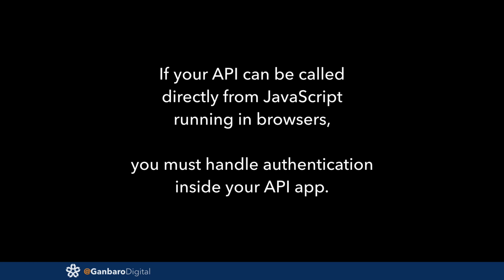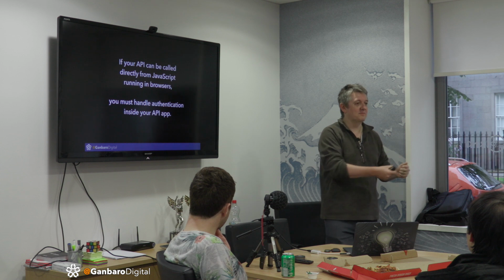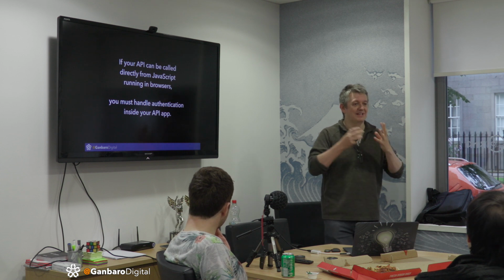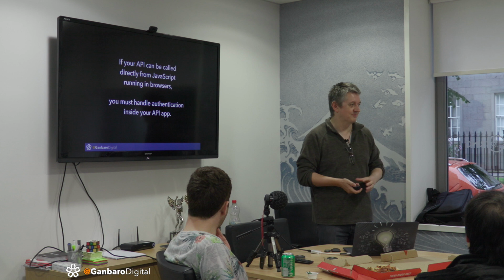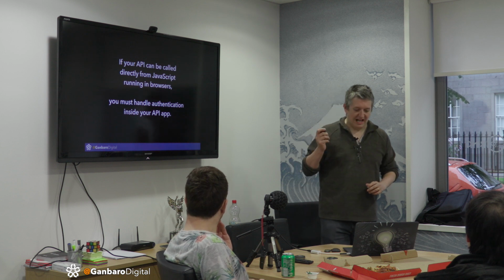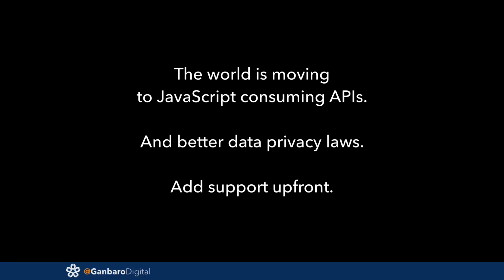So if you've got an API that's going to be called by people writing JavaScript that runs in browsers, and I wouldn't be surprised to find there are other execution contexts where it also does calls, you've got to handle authentication inside your API. You can't offload it to something else because it has to happen after the calls negotiation has happened, unfortunately.